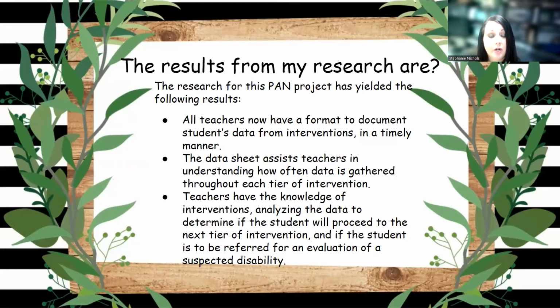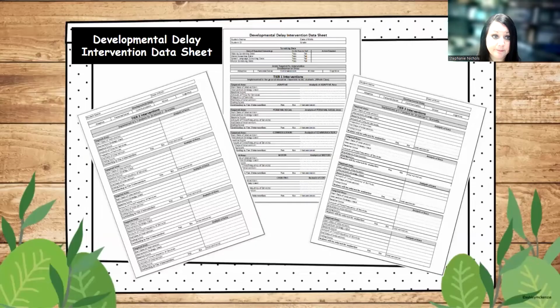The results from my research are that this project has yielded a format that teachers now have to document student data from interventions in a timely manner. It's not a long, drawn-out process of 20 pages of documentation. It's simplified into a page or 2 for each tier of intervention, just to keep on hand, like on a clipboard, to assist the teacher in day-to-day recording of the information. The data sheets assist teachers in understanding how often data is gathered throughout each tier of intervention. Teachers have the knowledge of interventions, how to analyze the data to determine if the student will proceed to the next tier of intervention, and if the student is to be referred for an evaluation of a suspected disability.